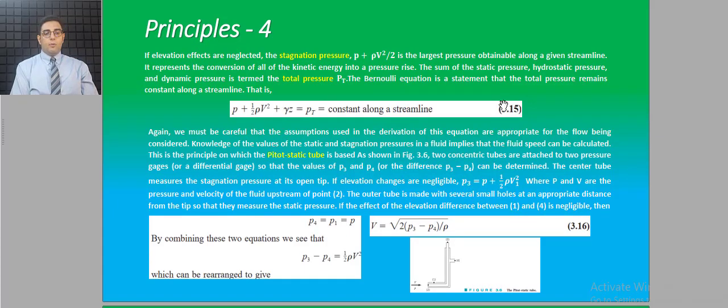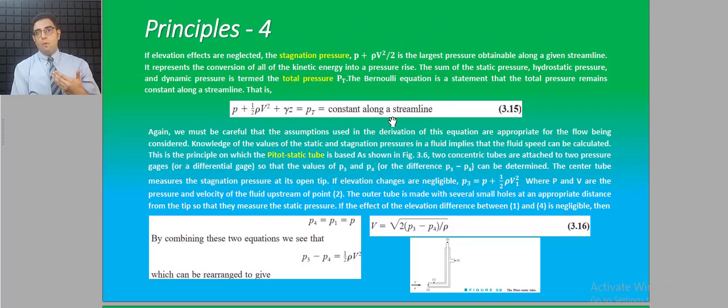As you see in equation 3.15, every term of the Bernoulli equation is a pressure term. If we neglect the elevation, the maximum pressure happening is going to be the stagnation pressure. So static pressure, dynamic pressure, as well as the hydrostatic pressure are going to be combined together to reach the total pressure, which is constant along the streamline based on the Bernoulli equation.